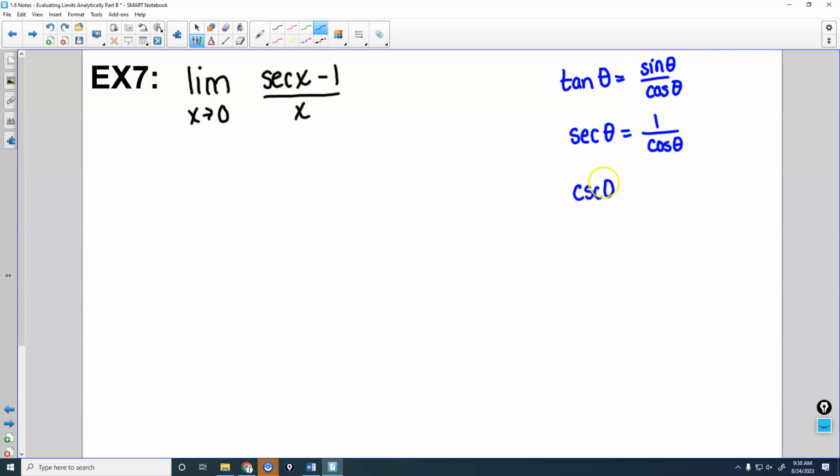Cosecant is 1 over sine of theta. I always remind myself you have to have a co in every pair. So secant can't go with sine because there wouldn't be a co. And cosecant can't go with cosine because there would be 2 cos, and you can't have that either. So secant has to go with cosine. Cosecant has to go with sine.